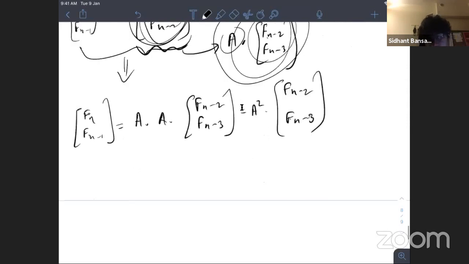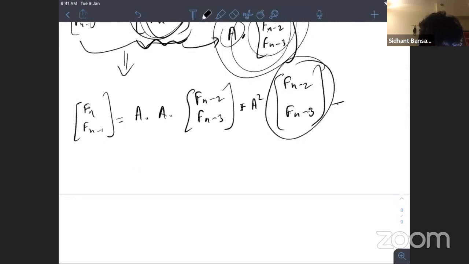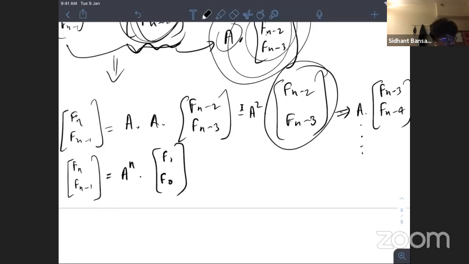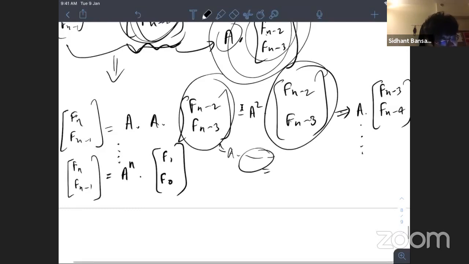Now notice you can keep on doing this. Again, represent Fn minus 2, Fn minus 3 as A times Fn minus 3, Fn minus 4, and so on. So the idea is that this thing will come out to be A to the n, this will be F1, and this will be F0. After a few steps, you can keep on expanding this as A times the previous vector, and again A times the previous one, and so on.